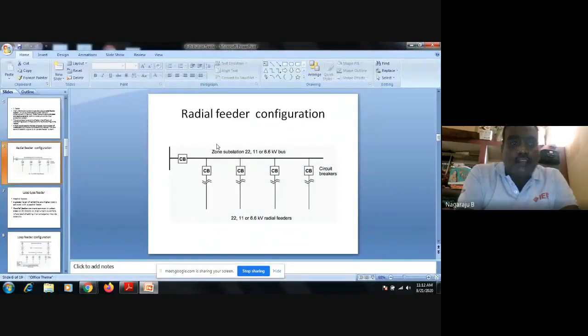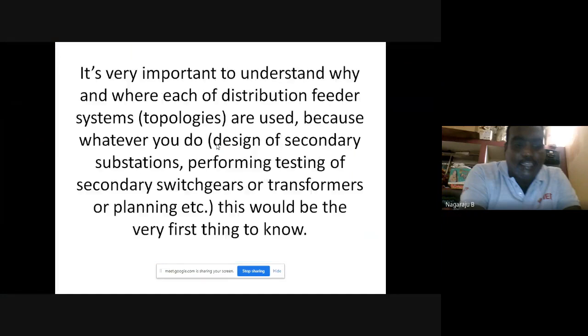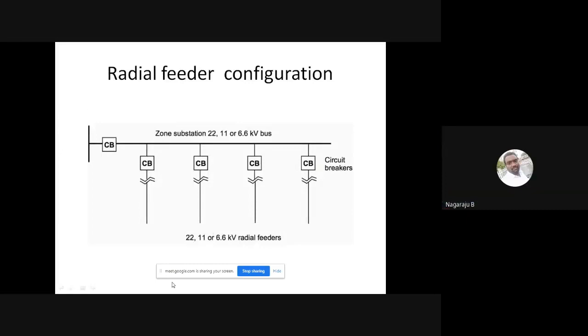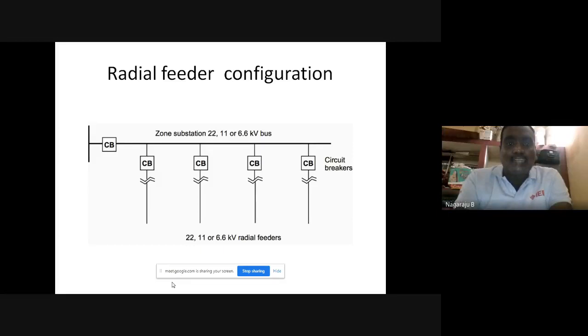So if any fault is occurring here, through the circuit breaker you don't have any problem, but otherwise you have a problem throughout the feeder. This is about the reliability purpose. So whenever you are choosing any type of thing, you are not automatically selecting the radial feeder configuration. This is mainly used for a group of homes.